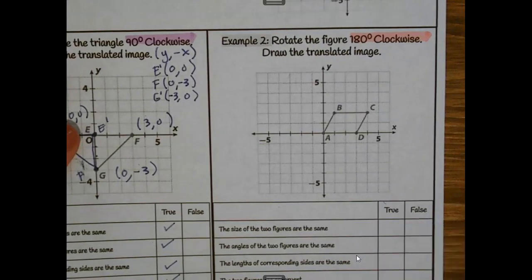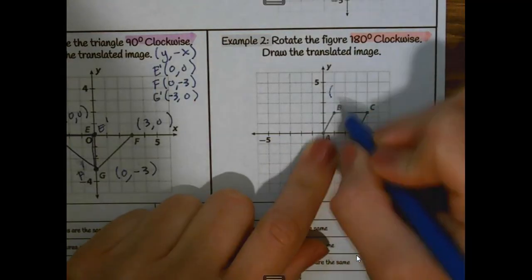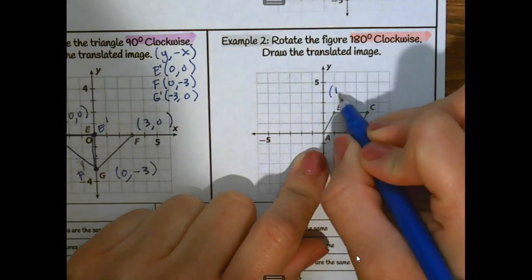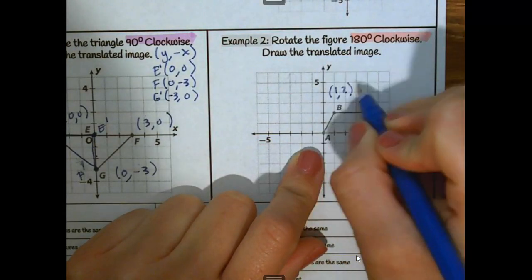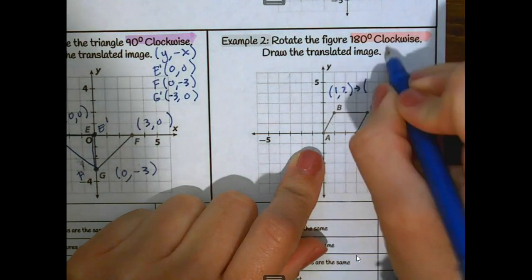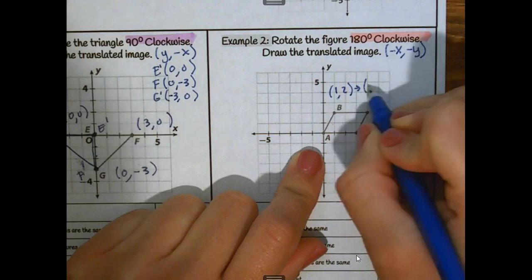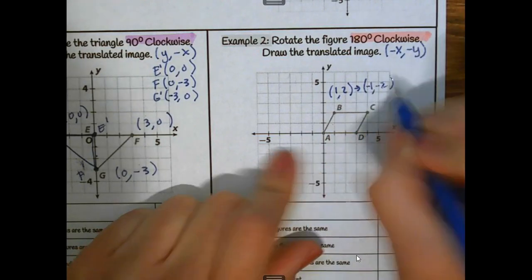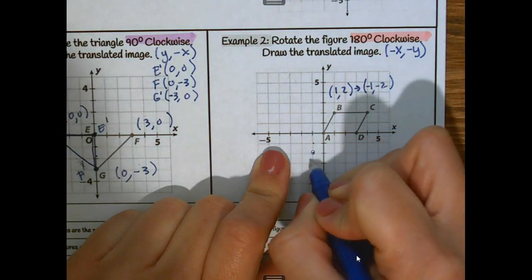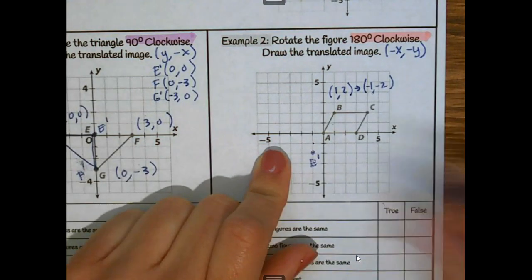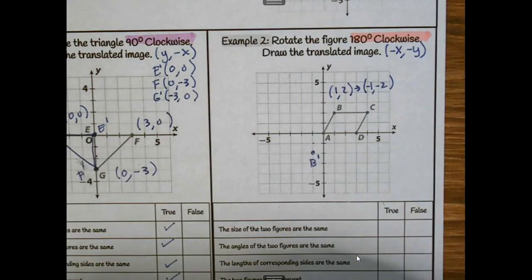So again, you can do it using your coordinates. So for example, B is 1 and 2. So B prime is going to end up as, remember your rule is the inverse of X, the inverse of Y. So negative 1, negative 2. If I were to go ahead and graph that, negative 1, negative 2, my B prime would end up here. Okay, so you can do that for all the points, or again, you can always use your patty paper.